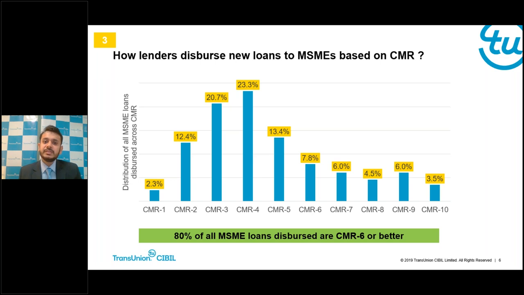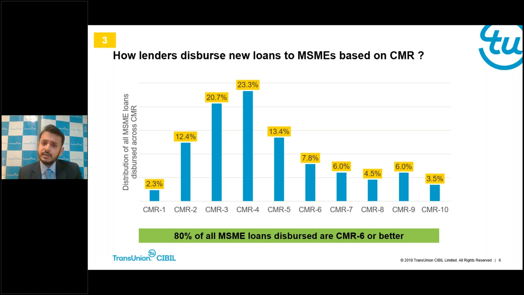CMR 1 being 2.3% is because the total number of companies in the country with CMR 1 is also a very small proportion. So this is a distribution of all the companies taking credit today. If the number of companies is less, the number of companies coming to the market and taking credit will also be less. This does not mean the bankers give less credit. This means the number of companies available with CMR 1 is very, very less. Actually, it's very hard to get CMR 1. It's really difficult to get a CMR 2. It's relatively easier to get a CMR 3, 4, and 5, which are also very good grades.